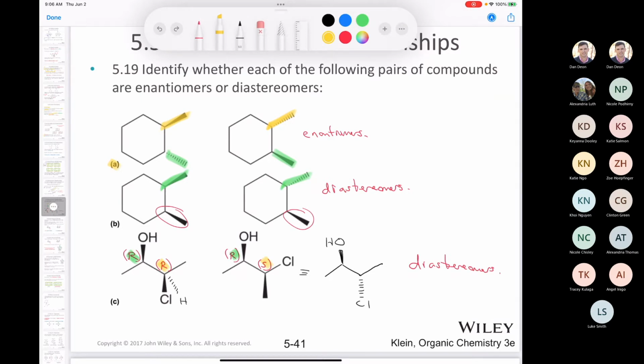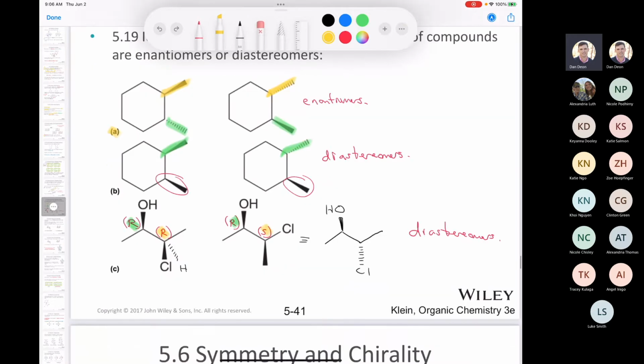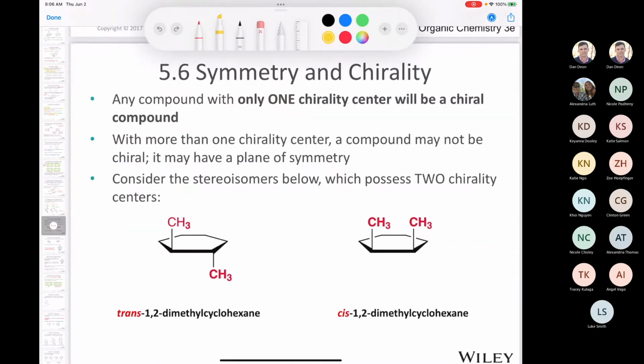Why don't we cover another section here before we take a break, and that deals with symmetry and chirality. One thing I find students are great at is recognizing points of symmetry in molecules. If I draw a line down here, you can see that these two sides are identical, right? There's a mirror plane in this molecule. Whereas if you draw a mirror plane here, you can see that this compound does not have reflectional symmetry. There's no mirror plane.